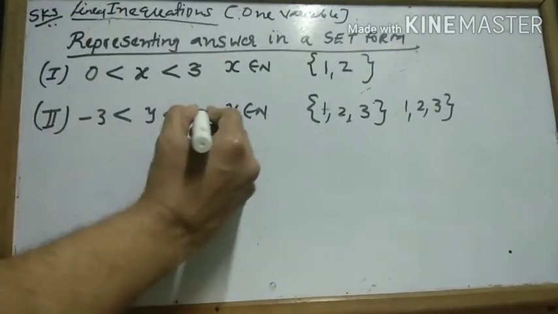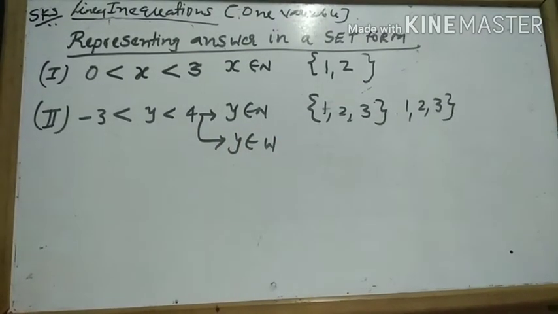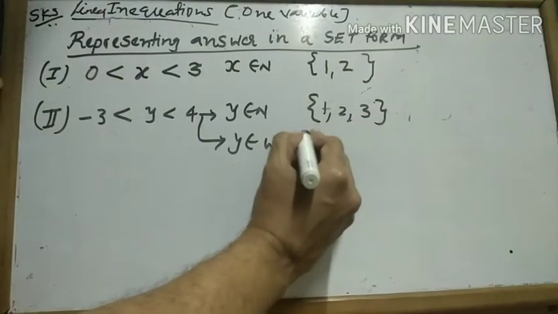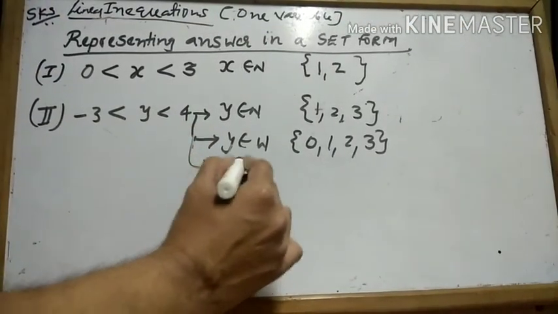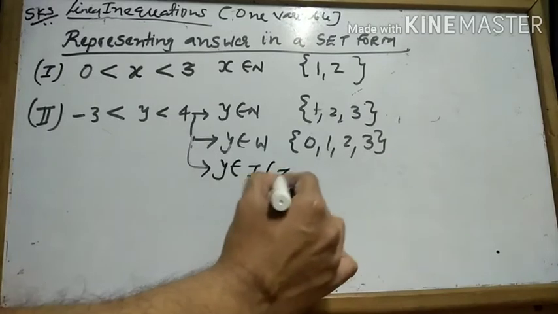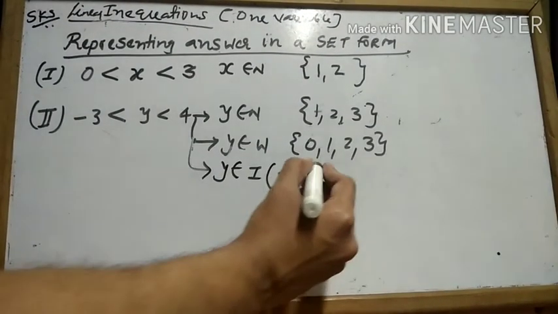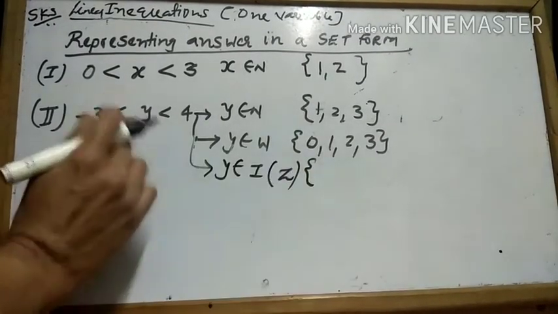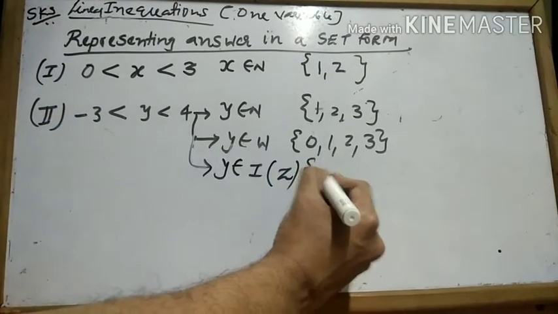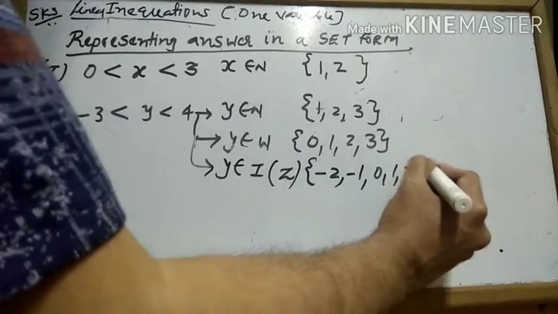Suppose with the same equation, if y belongs to whole numbers, W stands for whole numbers, then this particular answer would change to 0, 1, 2, 3. If y belongs to integers, remember friends, integers is also represented by Z. Most of the time it is represented by capital I, sometimes by Z, so you have to be very careful over here. Then how can I write this solution? y is greater than negative 3, that means it can have a value of negative 2, negative 1, 0, 1, 2, 3.